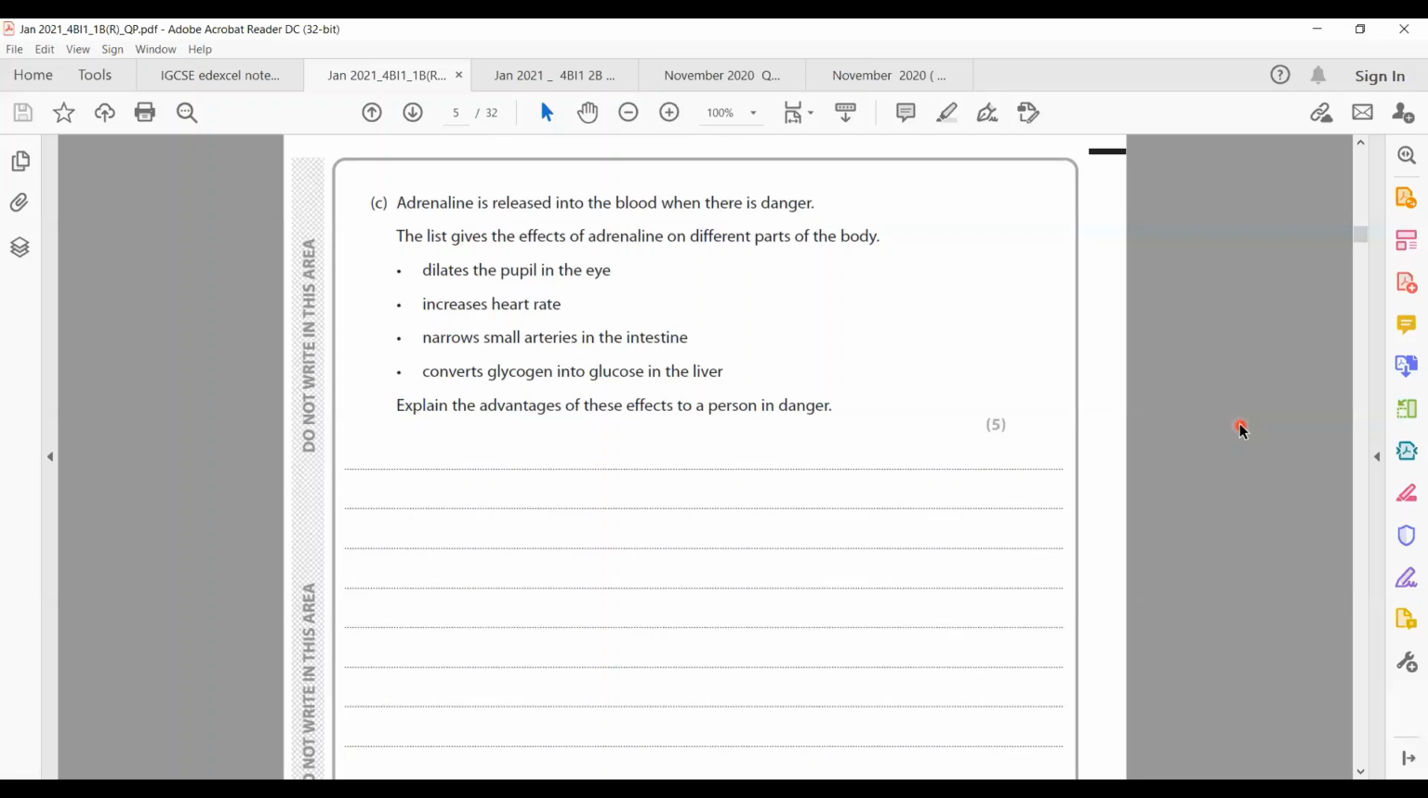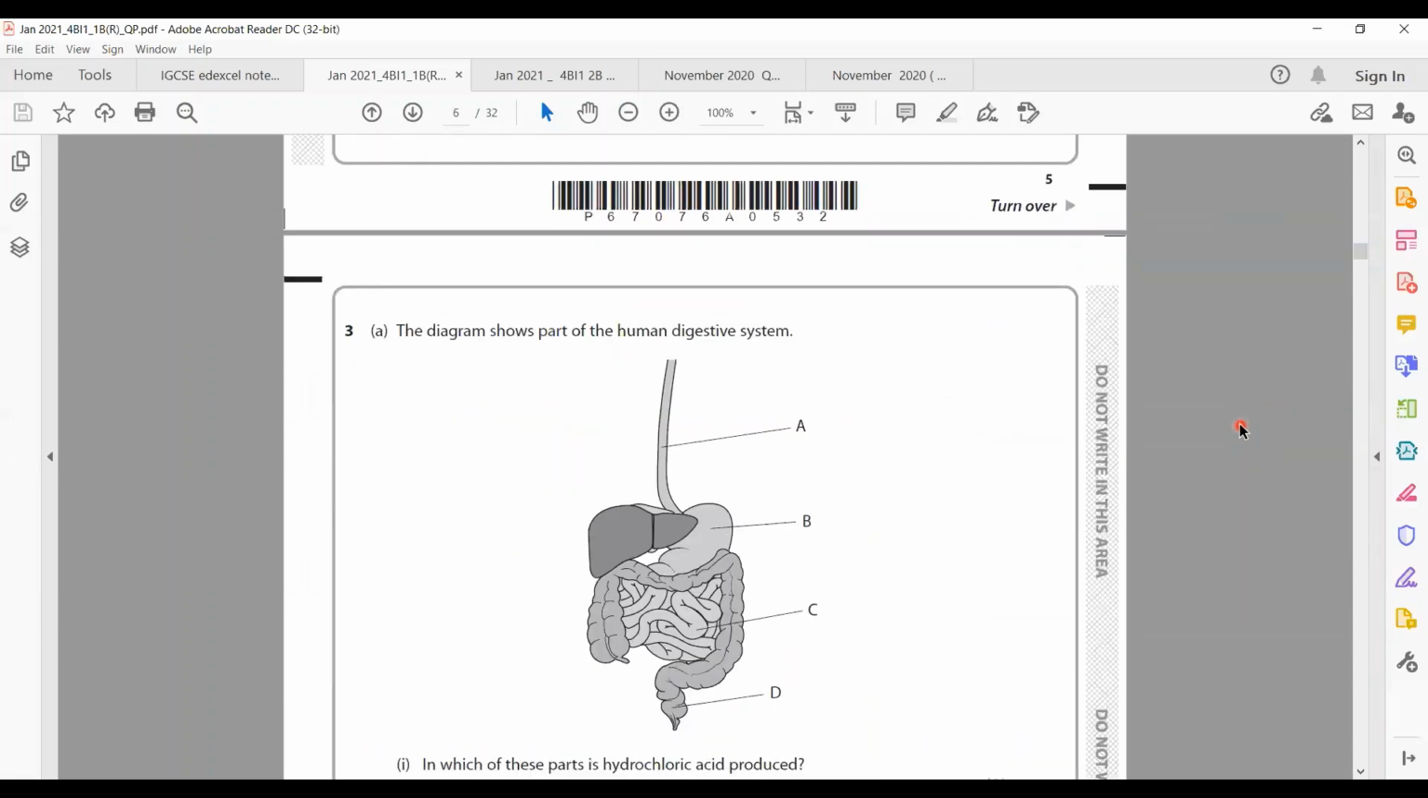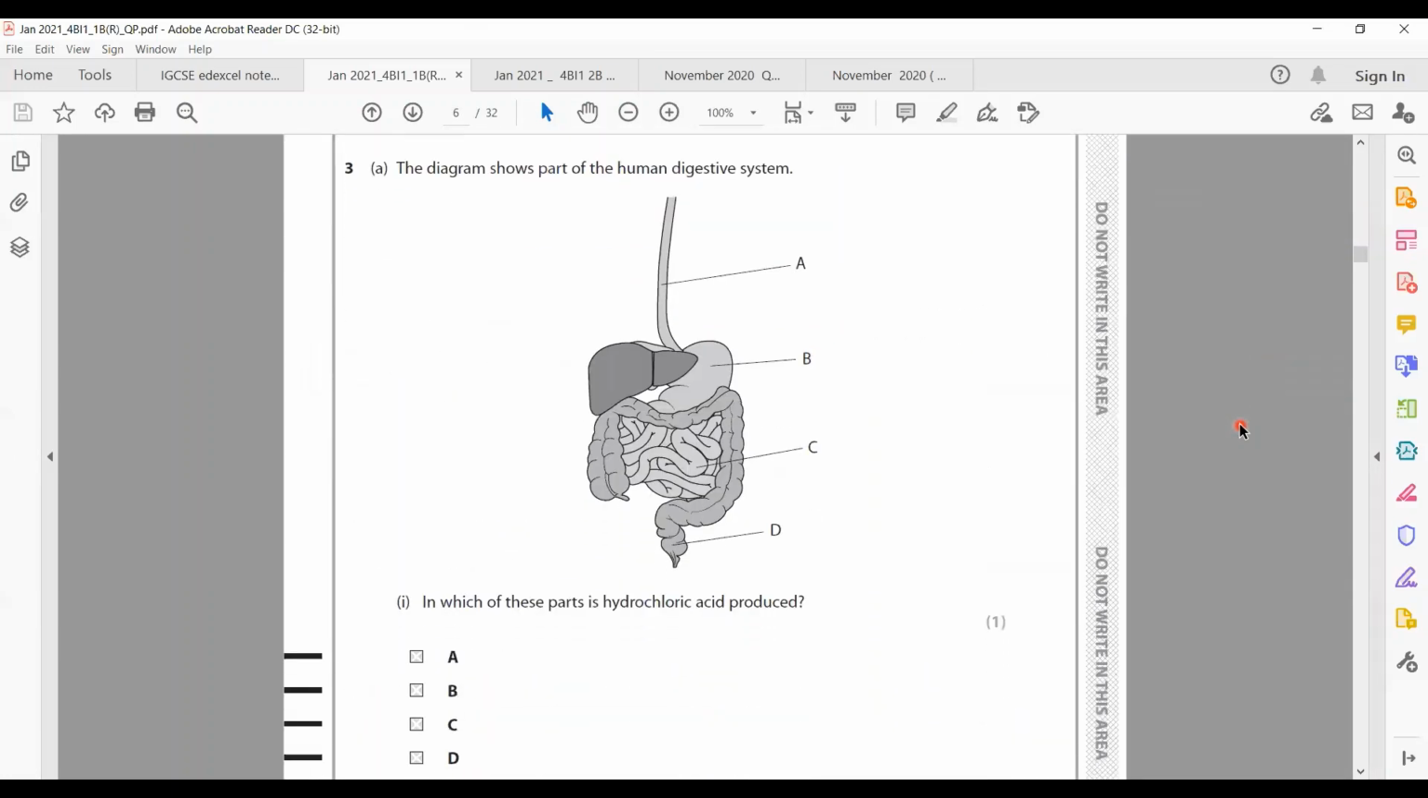Okay? Okay. The next one. Converts glycogen into glucose in the liver for more respiration and more energy produced for movement. Yes, of course. Thank you, Dumas. Let's go to Salma, number 3A.